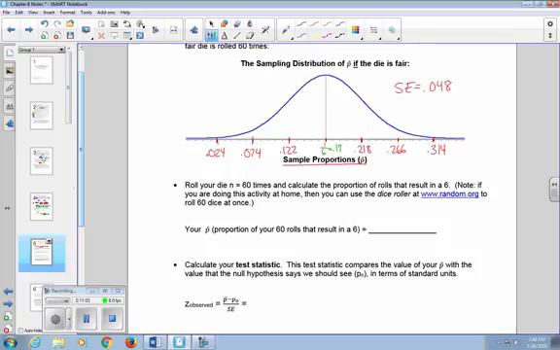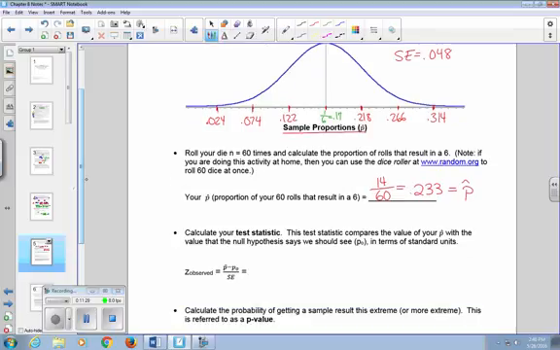What you want to do is calculate the proportion of your 60 rolls that result in a 6. So your p-hat may be different than mine, but I'm going to give you my results. I rolled it 60 times. I had 14 6s. So 14 out of 60 gave me a proportion of 0.233. So again, this is a p-hat. This is one sample result.